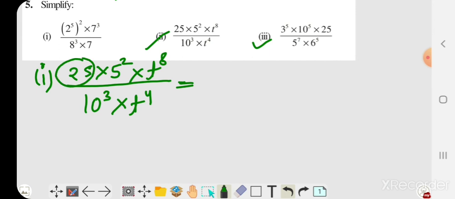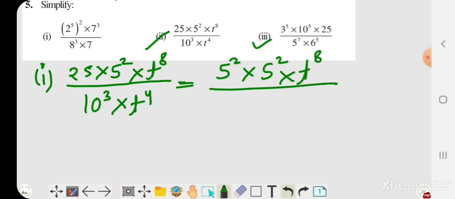What are the factors of 25? These are 5 into 5, means 5 square. Then again 5 square is already there. And t raised to power 8 upon... How can 10 be factorized? 10 means 5 2s are 10. These are the factors of 10 and whole cube. Because this is the cube of 10, we will take the cube of its factors also.